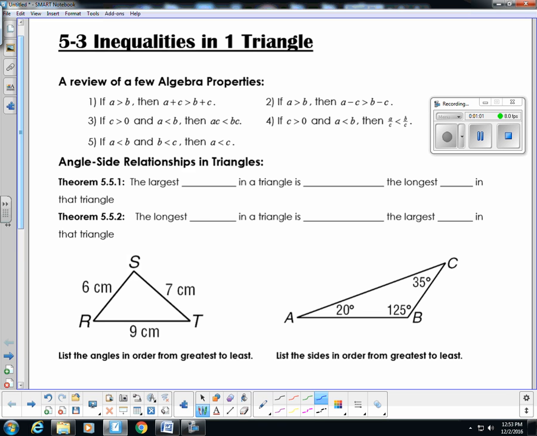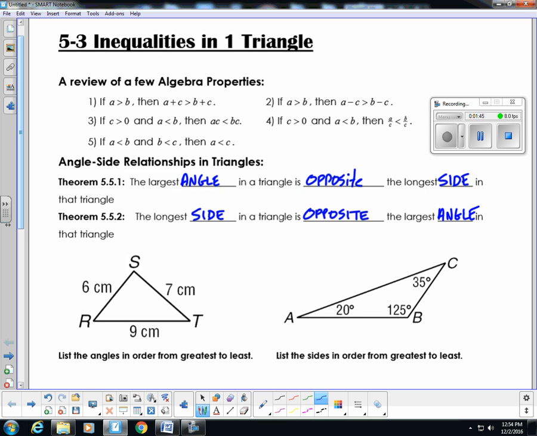Your first theorem is theorem 5.5.1, and this is one of the two angle-side relationships in triangles. Here's what we know about a triangle in 5.5.1. The largest angle in a triangle is opposite the longest side. Largest angle opposite the longest side. And then if we flip-flop that, the longest side in a triangle is opposite the largest angle. So it works both ways.